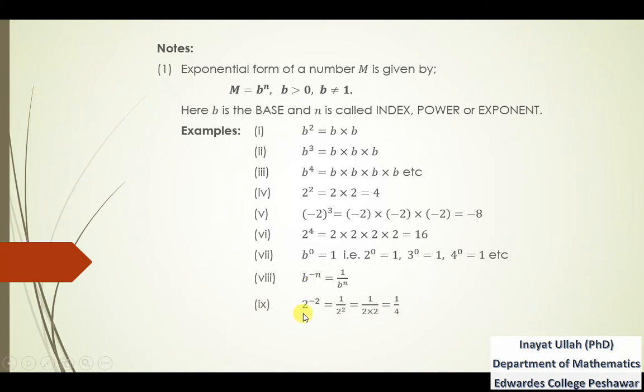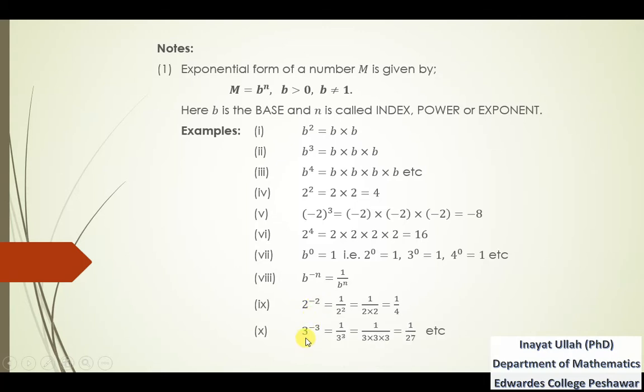For example, 2 power minus 2 can be written as 1 by 2 power plus 2. We shift 2 power minus 2 to the denominator, so the negative sign becomes plus, and 2 power 2 can be written as 2 multiplied by 2, which is 4. So 2 power minus 2 is 1 by 4. So the exponential form of 1 by 4 is 2 power minus 2.